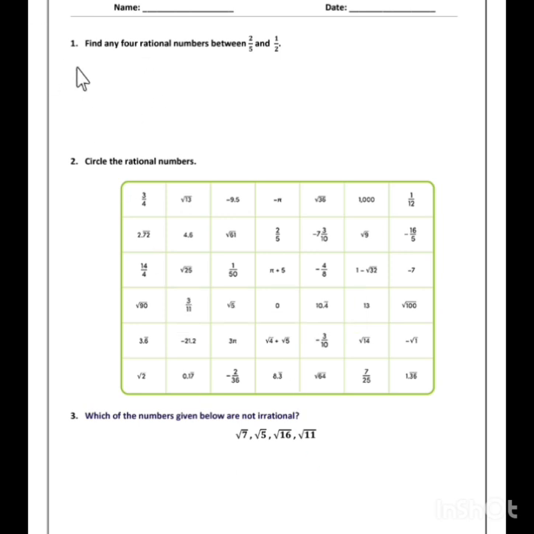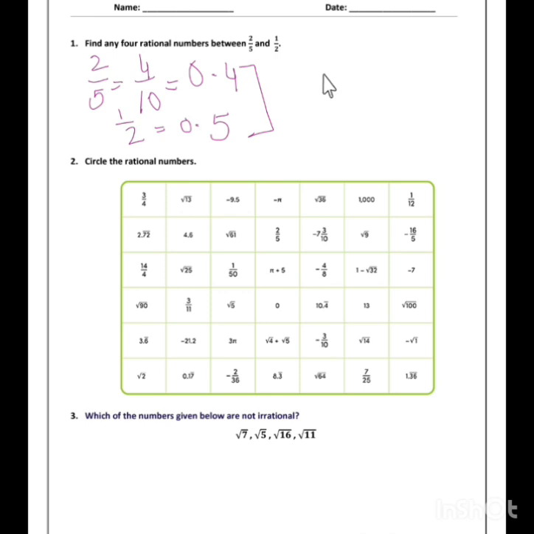2 by 5 is equal to 4 by 10. This is an equivalent fraction, and in decimal it is 0.4. And 1 by 2, we all know it's a very common fraction, it is equal to 0.5. So it means that I need to write down three rational numbers between 0.4 and 0.5, so I can extend the decimal points between these two to get my answer.